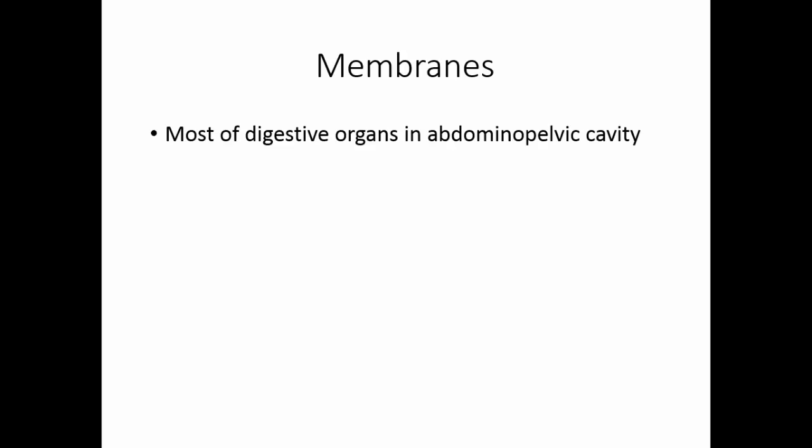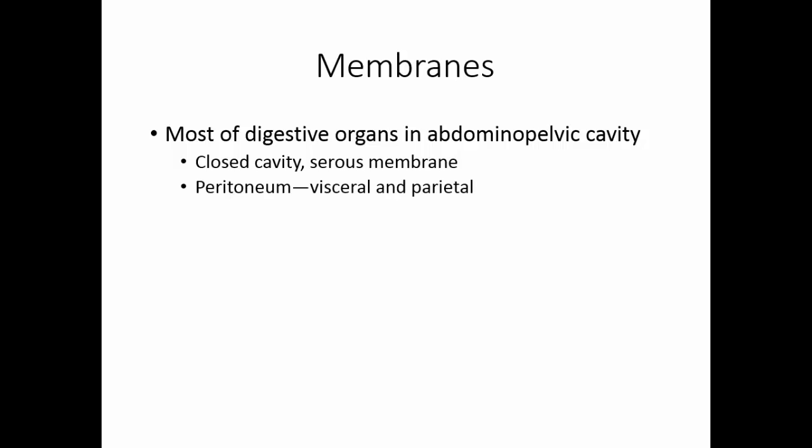Most of the digestive organs are in the abdominopelvic cavity. This is a closed cavity, so there is a serous membrane lining the cavity and covering the organs of the cavity. This membrane is known as the peritoneum. The parietal peritoneum lines the cavity, and the visceral peritoneum covers the organs. The peritoneum produces peritoneal fluid, which acts as a lubricant so that the 2 membranes slide easily over each other. There is also a special feature of the peritoneum called the mesentery.